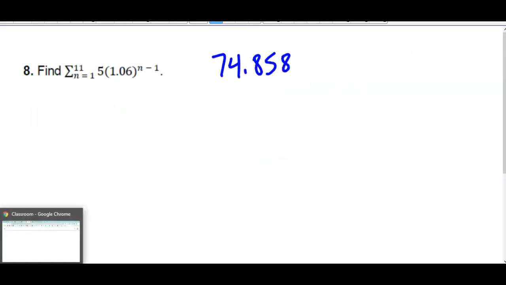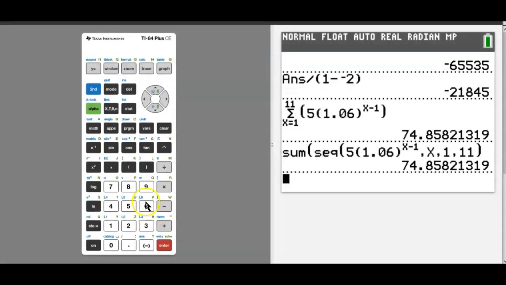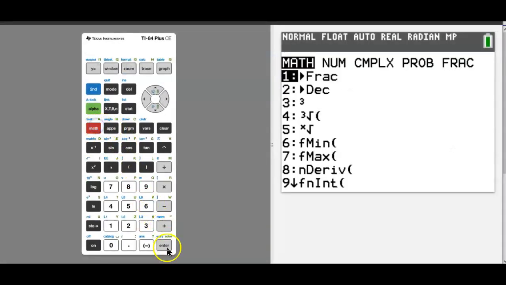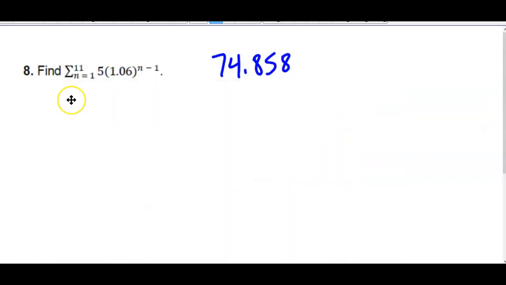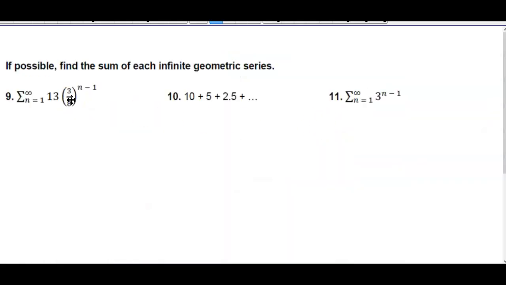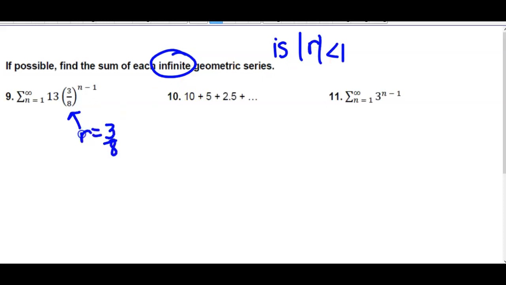Again, we could have tried to turn it into a fraction. I have my doubts. Yep, that one's not going to work. Okay. So these are infinite, so we need to decide, is r less than 1? Well, it's pretty clear from this one. r is 3/8. This one, they are multiplying by 1/2.